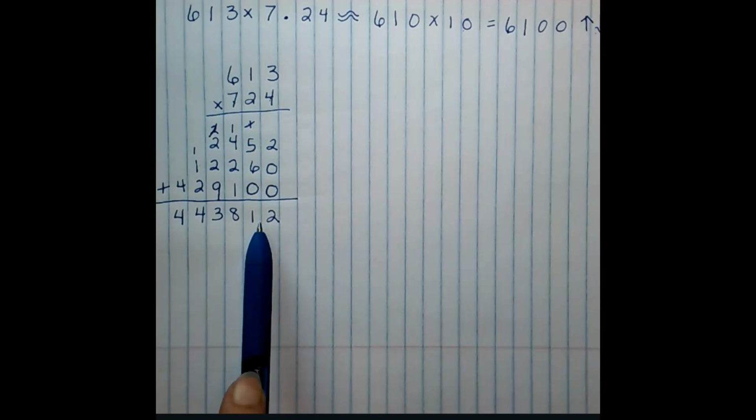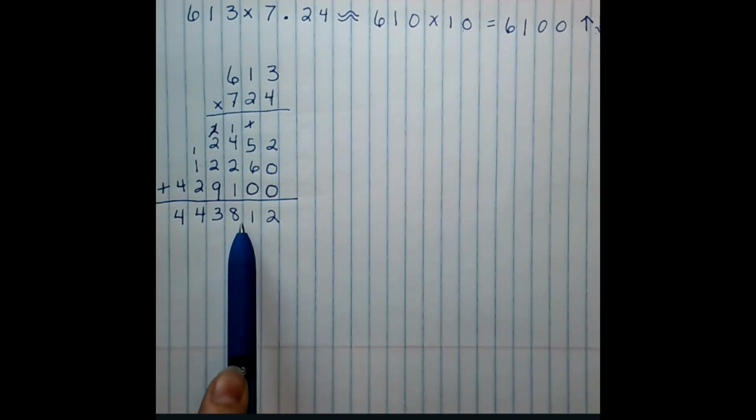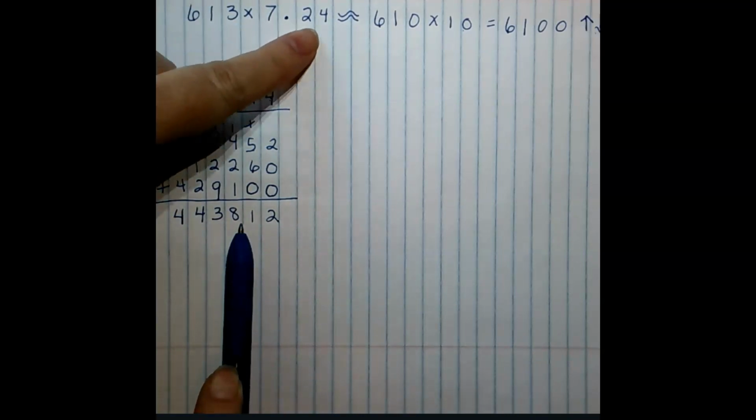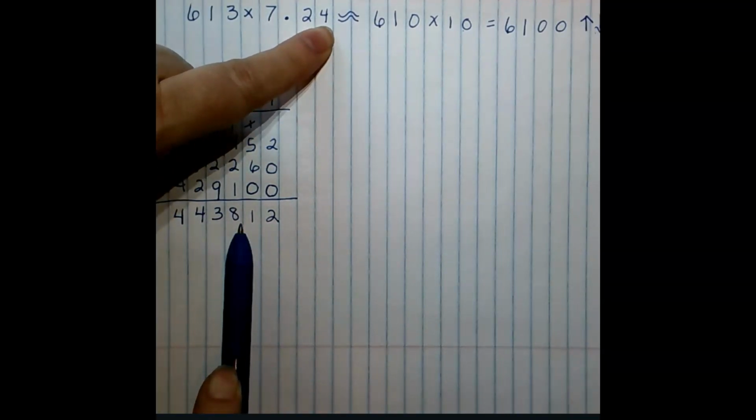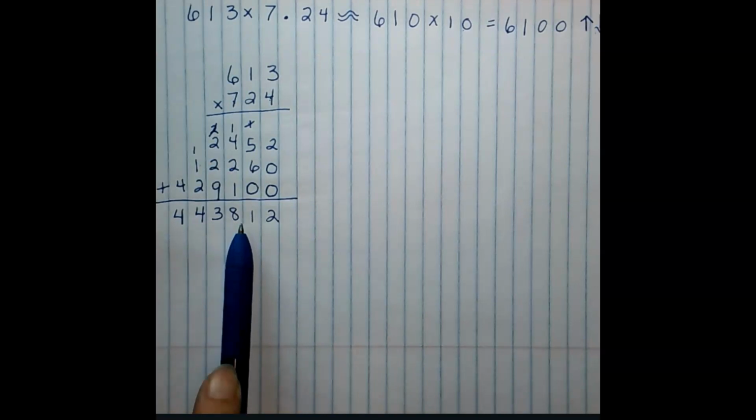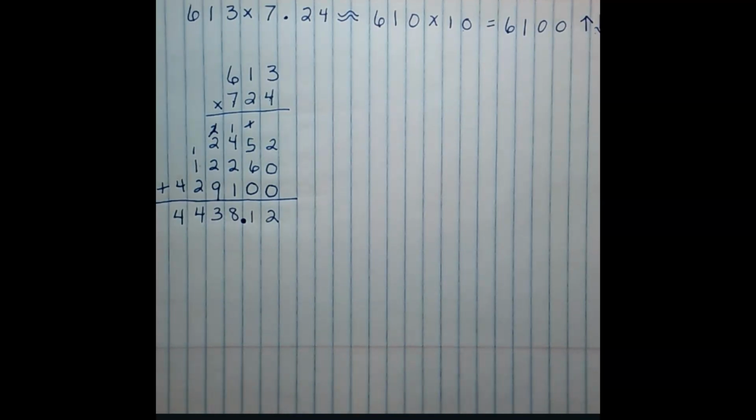So when comparing it to other options, 4,438 does seem to be pretty close to 6,100. Also, if we look up in our problem, we see there are 2 place values after the decimal, and if we put our decimal right here, there would be 2 place values after the decimal. So this is the best choice for it. Hope this helps.